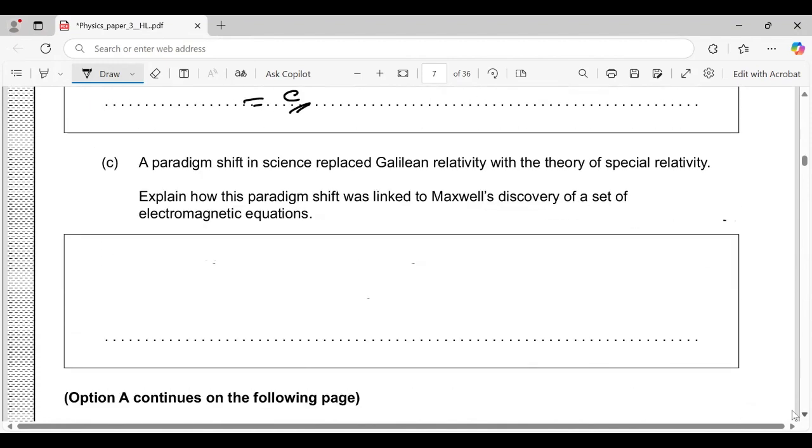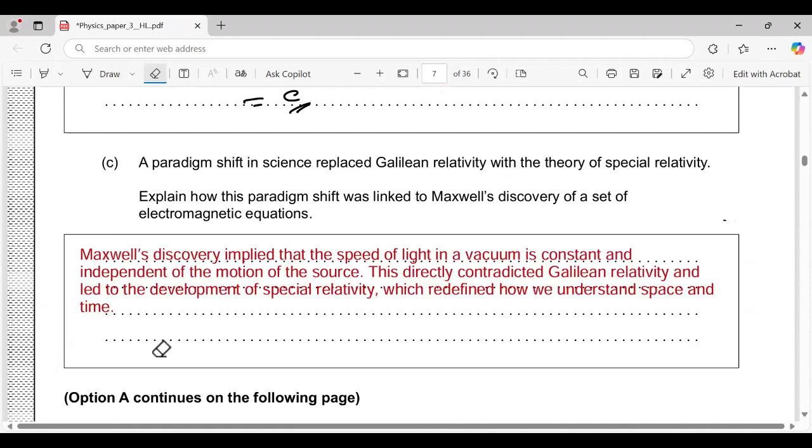Then a paradigm shift in science replaced Galilean relativity with the theory of special relativity. Explain how this paradigm shift was linked to Maxwell's discovery of a set of electromagnetic equations. I have answered this one. This is my answer.